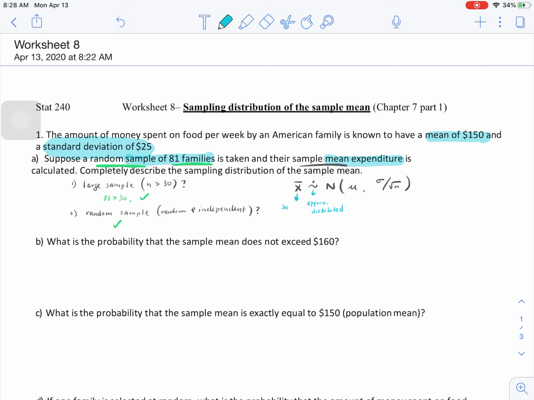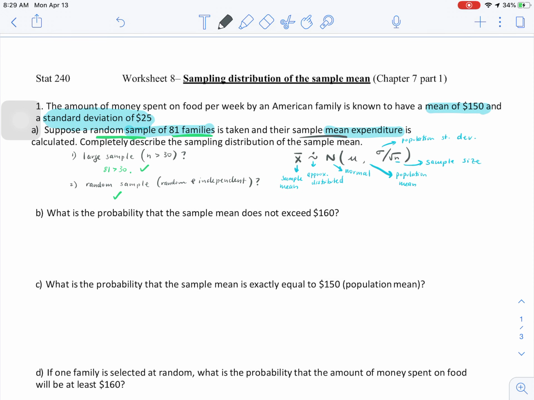This x bar here is the sample mean. The N here means normal. The mu here means population mean. Sigma here is the population standard deviation. And n here is the sample size. So this is quite a powerful theorem, remember, because regardless of how the population is distributed, if we have a large enough and random sample, we will always know the distribution of the sample mean.